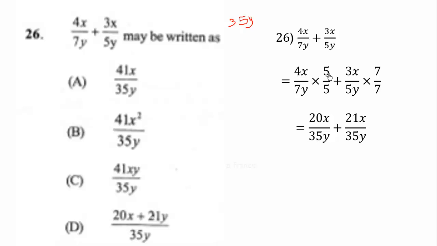That is 4x times 5 will give us 20x. Then 7 times 3x will give us 21x. Now we can write down one of the denominators since they are all the same, to get 35y. Then we can now add the numerators since the denominators are the same. We add 20x plus 21x, and that will give us 41x over 35y. So this is the correct answer.